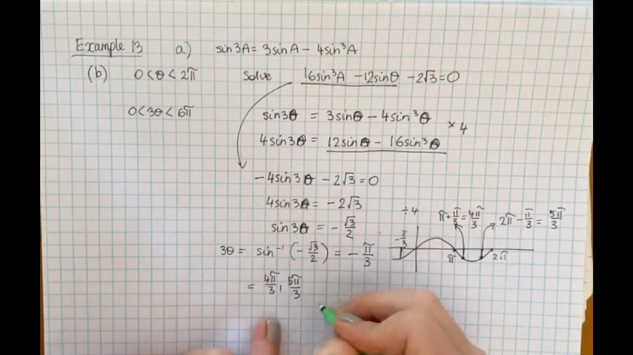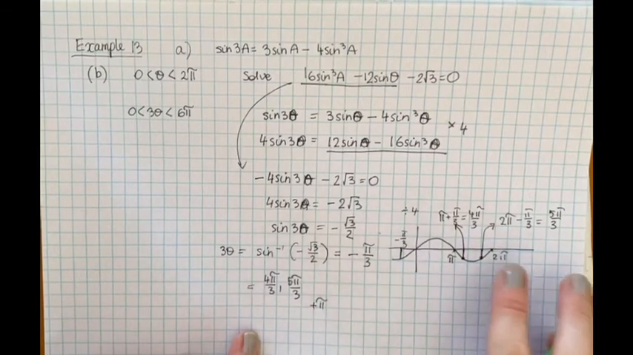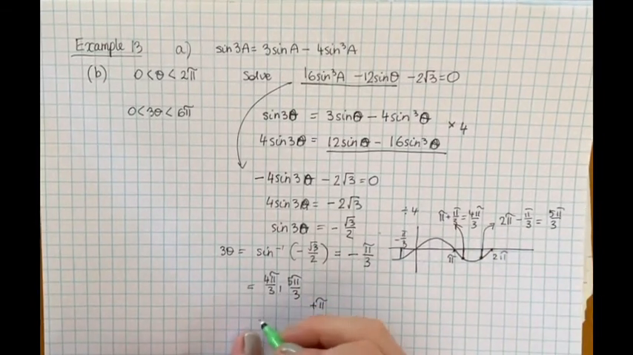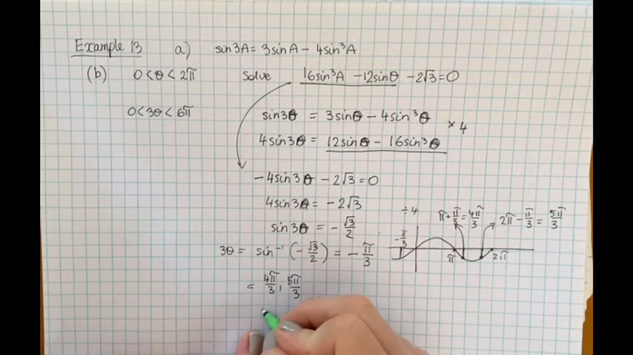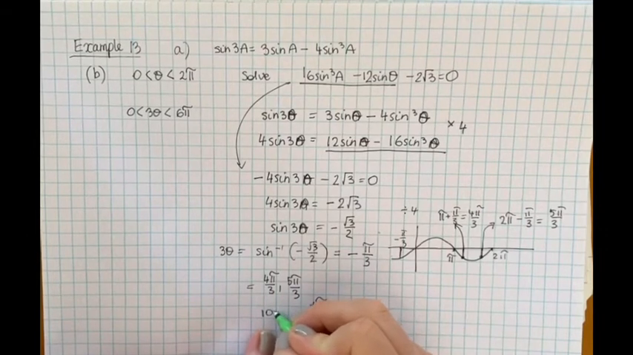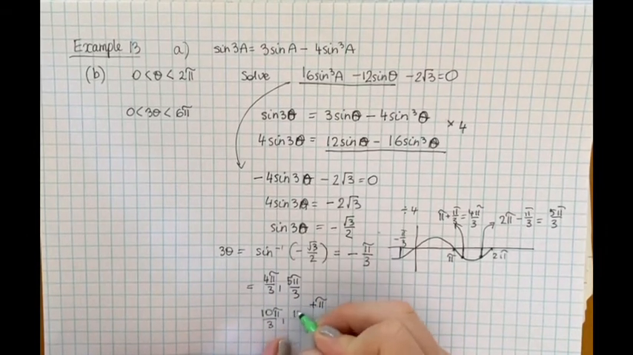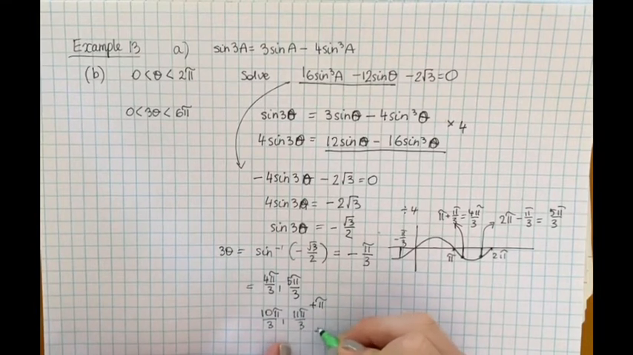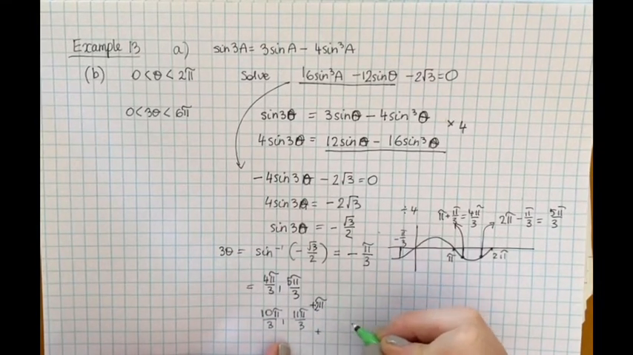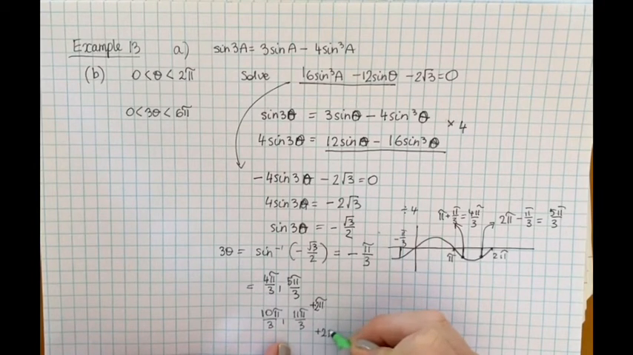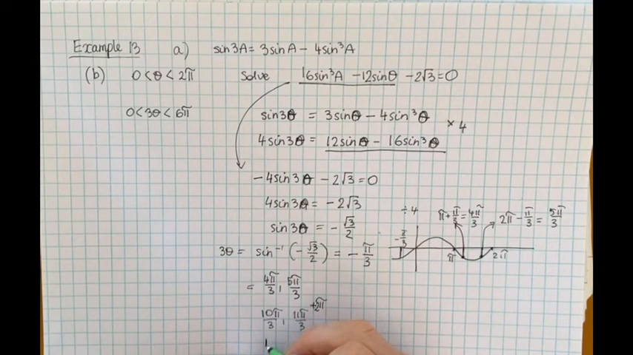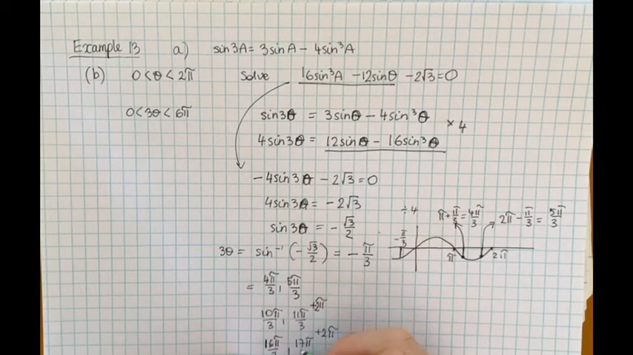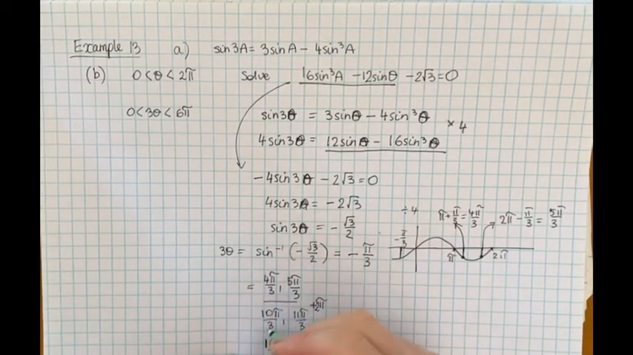I'm going to add pi to these to get the next pair, which would be in the next period. So we are going to add pi, so that will give me 6 add 4 is 10 pi over 3, and this one is going to be 11 pi over 3, and then add 2 pi. I did say I added 2 pi, but wrote pi. Adding 2 pi to that, so 6 pi over 3 gives me 16 pi over 3 and 17 pi over 3. So you've got those 6 solutions.